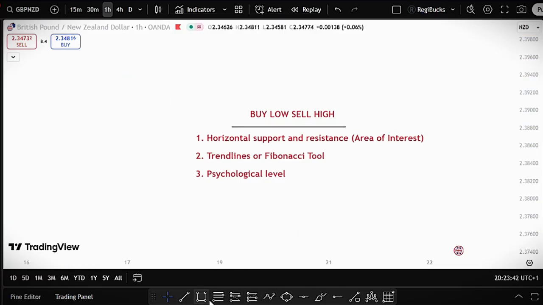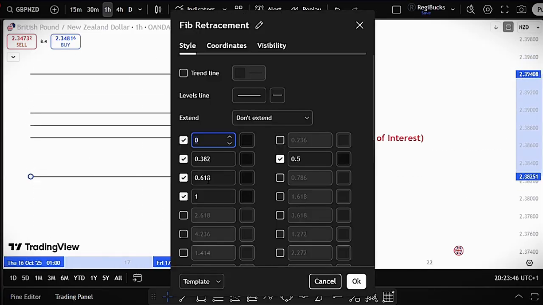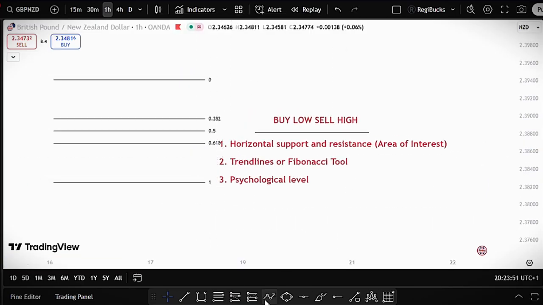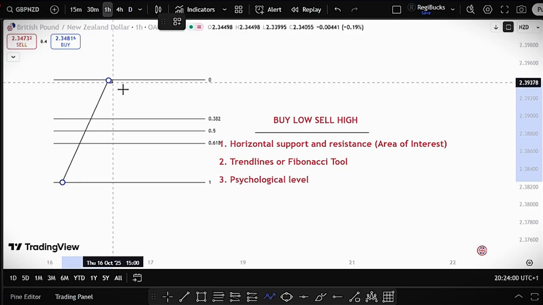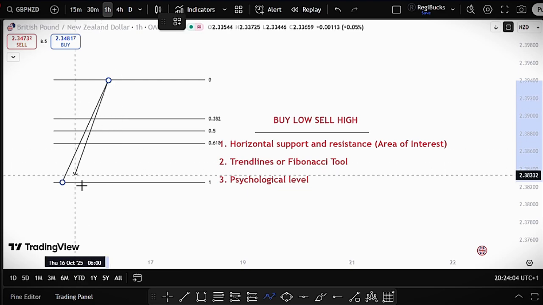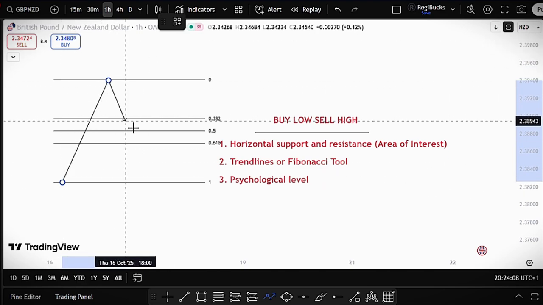So for the Fibonacci tool now, I draw it, and then I take it from this low to this high. So once I take it from the low to the high, this is the entire move from the low to the high. And then with the Fibonacci tool, what you are basically using it for is to catch the retracements for that trend, whether it's an uptrend or a downtrend.